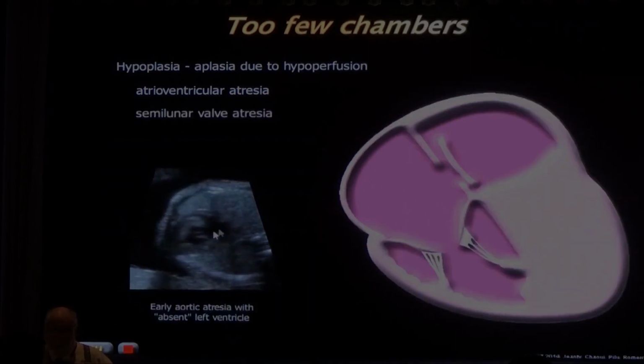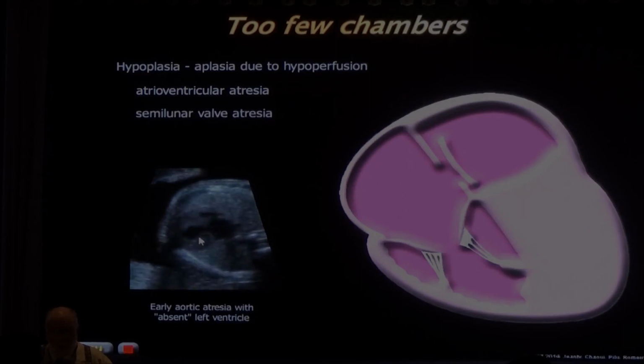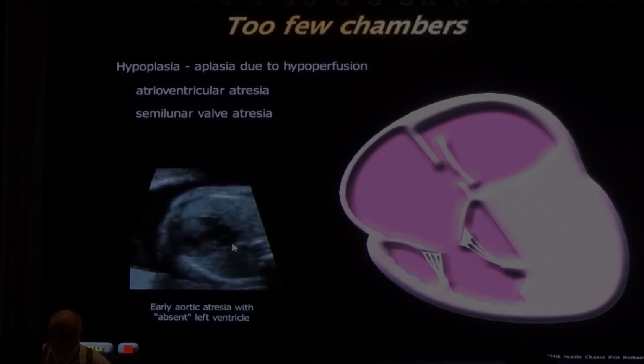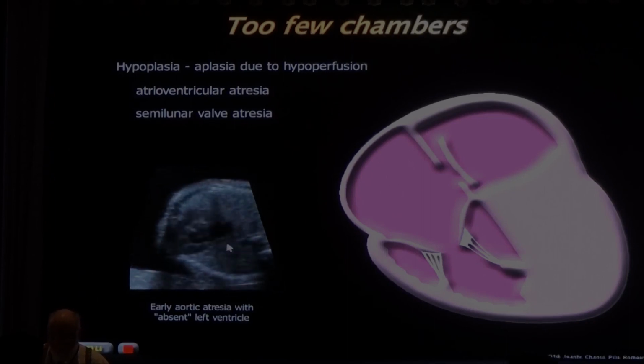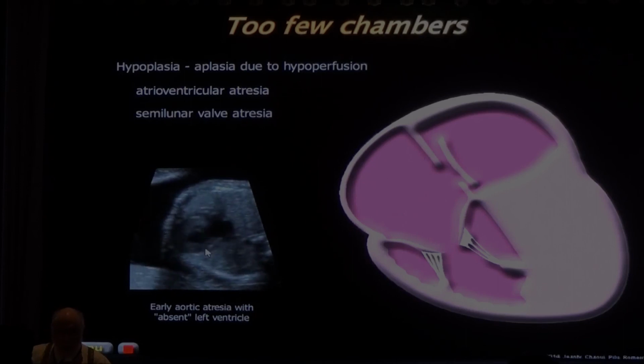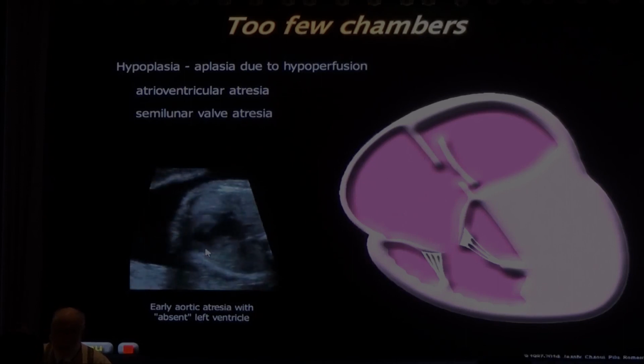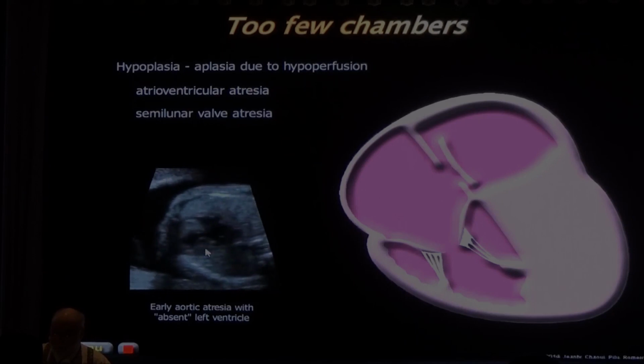Here we have a two-chamber heart. We have one large atrium and one ventricle with a very thick wall. If you look on the edge of the clip here, there's a little black spot. That little black spot is a hypoplastic left heart. This is a baby that has an early aortic atresia. If you have an early aortic atresia, the blood doesn't go into the left ventricle because it cannot get out, and so the left ventricle does not develop.